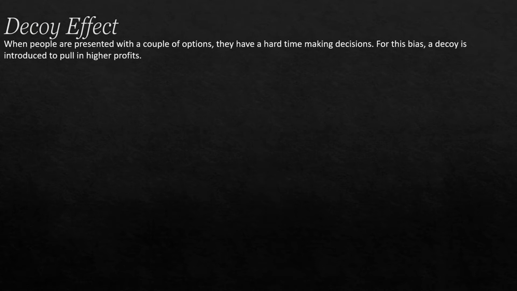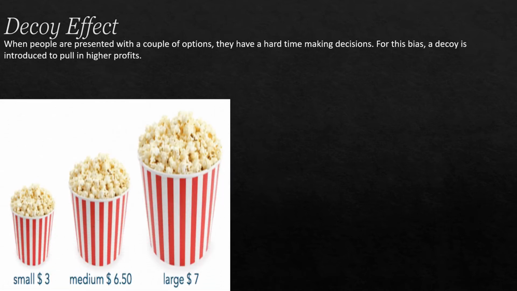I'm sure you have watched a lot of movies, and if you have watched movies, what is the first thing that comes to your mind? Popcorn, right? And this is one of the best examples for the decoy effect. So consider the theater sells just a small and a large size popcorn, and as a regular customer, you see that you end up paying $3 for a small and $7 for a large. And the obvious choice would be the small one because it just gives you a better bang for your buck.